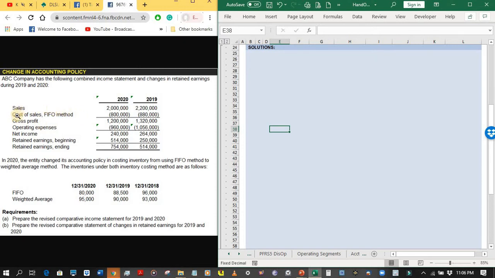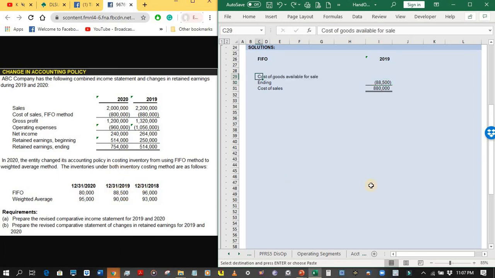And the cost of sales presented to us in this problem is computed using the Fifo method. And there is information given below related to the ending inventories computed in both inventory costing methods for each year from 2018 to 2020. So first, let us reconstruct the computation of cost of sales using Fifo method. Let us start with 2019. The cost of sales in 2019 is 880,000 pesos. If this is based on Fifo method, it means that the ending inventory used by ABC company is the ending inventory in 2019 using Fifo method, which is 88,500.